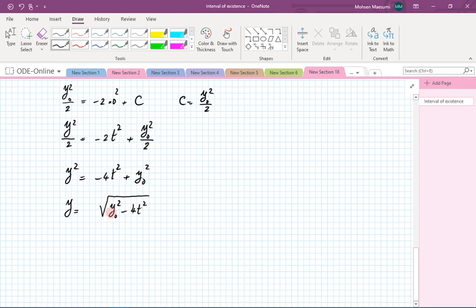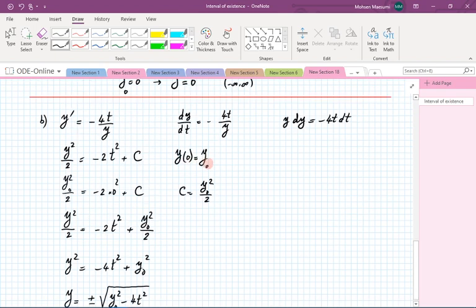Customary, we write the positive item first, negative item second. Is that it? Or are you going to correct me? I hope you do correct me that this is really plus or minus, and we have to choose which one of them is it. Well, how do we choose? The choice is always dictated by your initial condition.